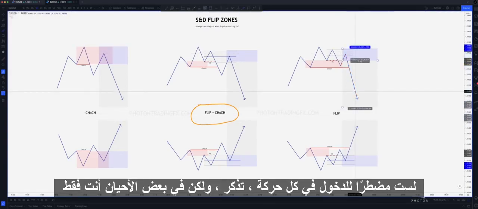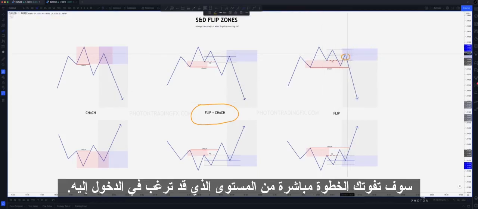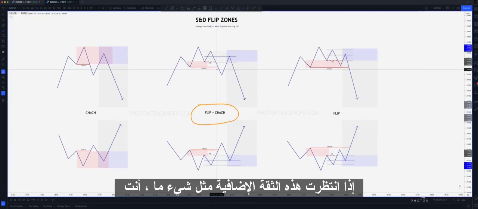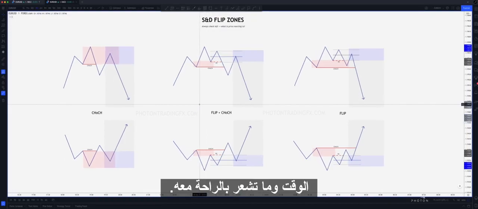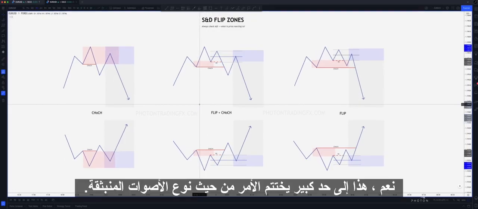That's okay, you don't have to enter every move, remember, but just sometimes you will miss the move, right, from the level that you may want to get into if you wait for this extra confluence. So that's just something that, again, you're going to have to get with time and what you are comfortable with. So yeah, that pretty much wraps it up in terms of the flip zones.